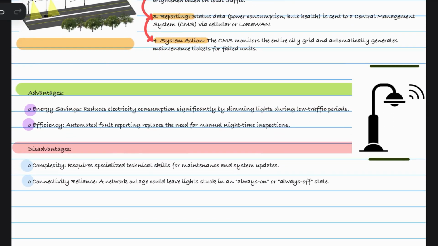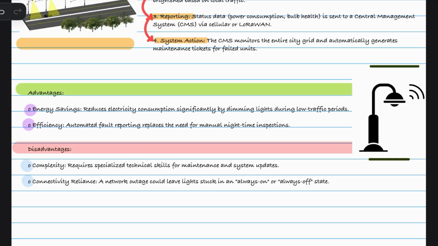Then comes the advantages and disadvantages. First, if we talk about advantages, the massive energy saving is the major advantage. So the smart metering could cut the city power bills by up to 30 to 40%, and operational efficiency improves by completing the automated maintenance pipeline, and there is no need for manual intervention. So these are the two major advantages.